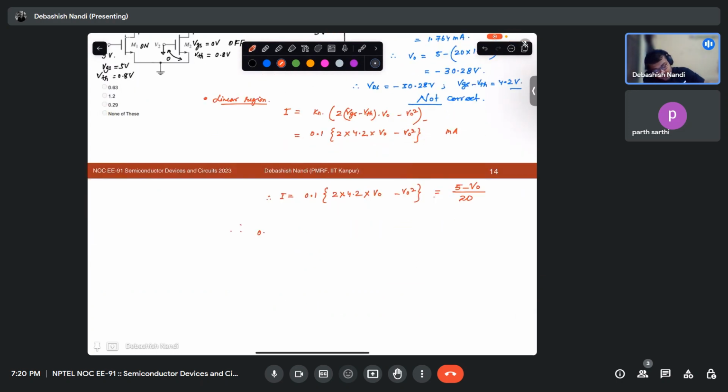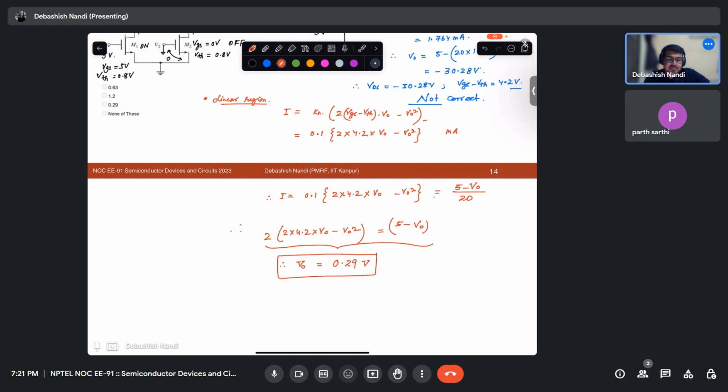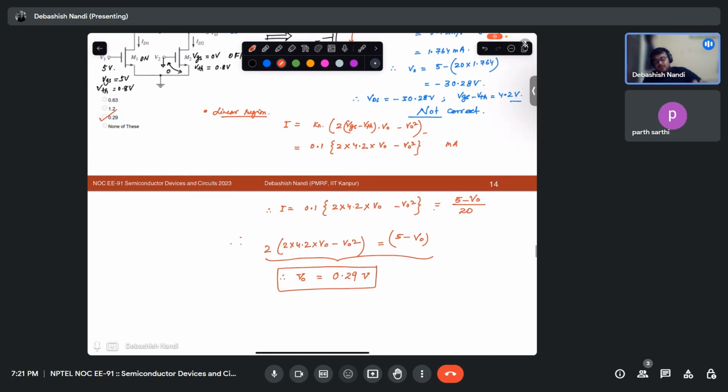So you have this equation: 2 into 4.2 into V0 minus V0 square equals 5 minus V0 over 20, taking the 20 upwards. So it is a quadratic equation. If you solve, V0 has to be positive. You will find V0 will be 0.29 volt. You can solve a quadratic equation, right? Minus B plus root of B square minus 4AC by 2A. Okay, so it will be 0.29 volt.